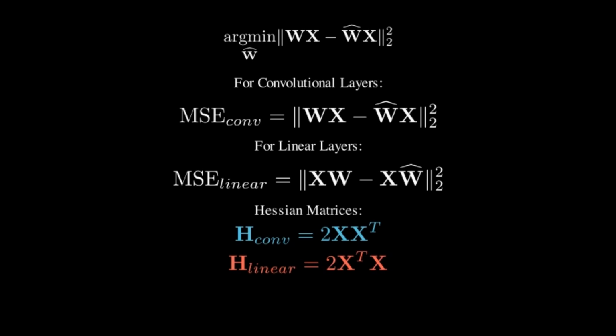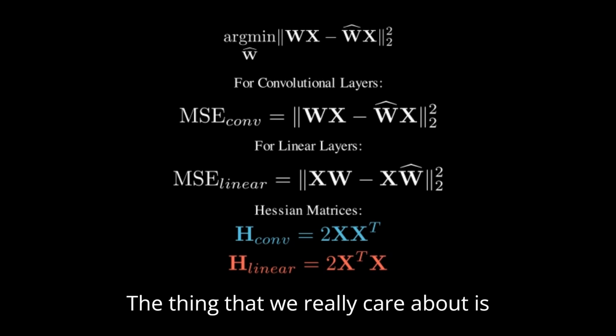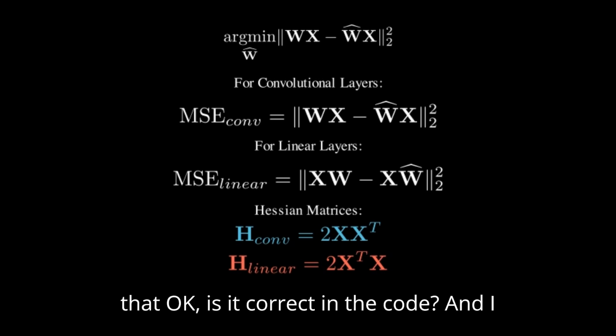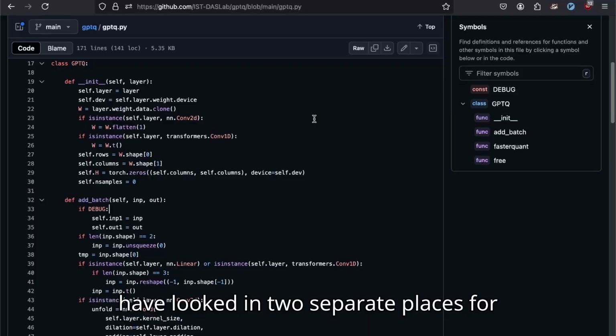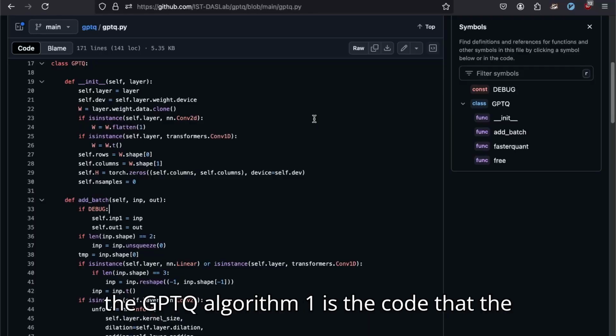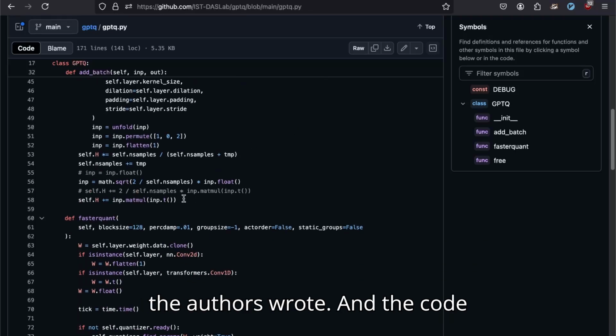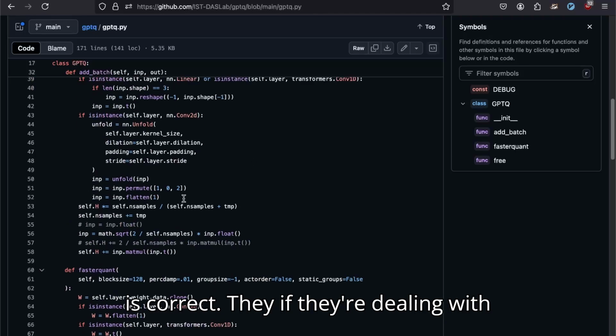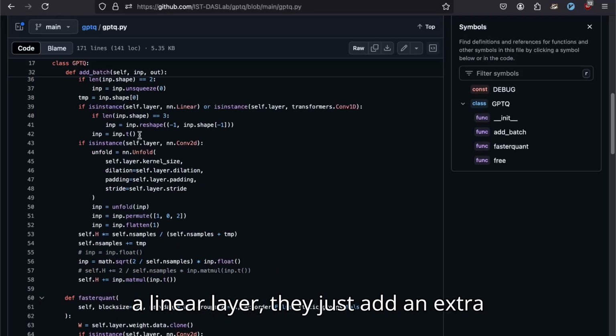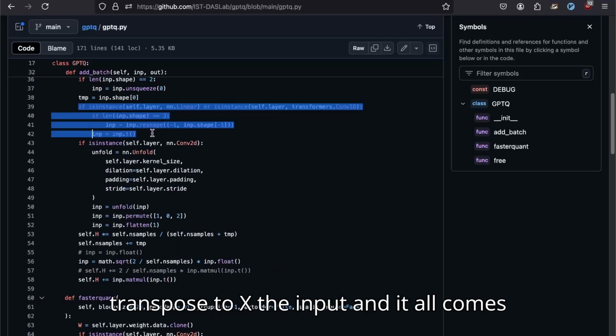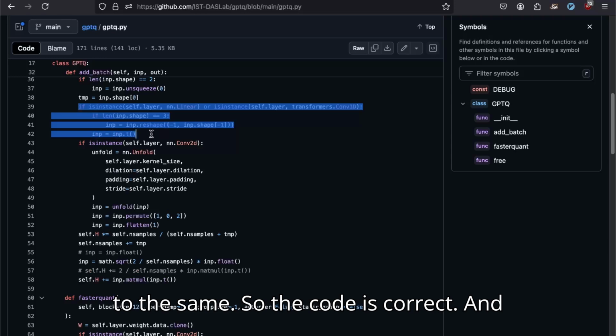Now, the thing that we really care about is, is it correct in the code? And I have looked in 2 separate places for the GPTQ algorithm. One is the original code that the authors wrote, and the code is correct. If they're dealing with a linear layer, they just add an extra transpose to x, the input, and it all comes to the same, so the code is correct.